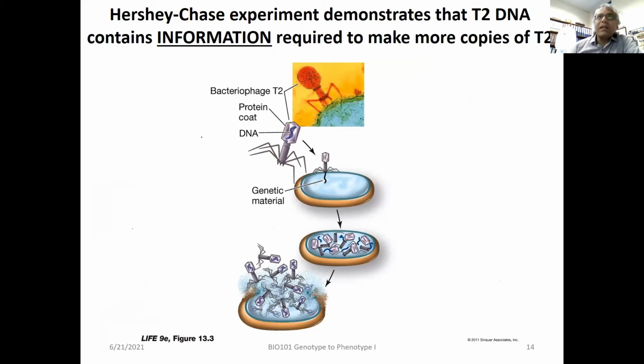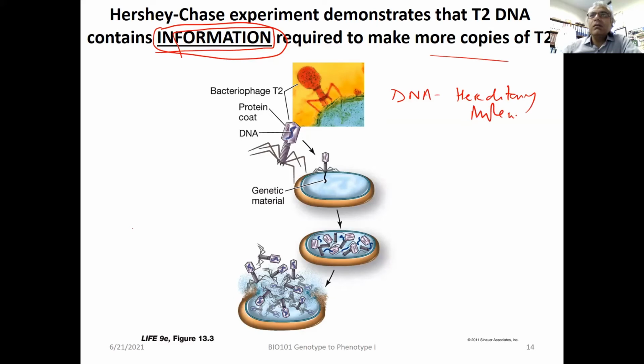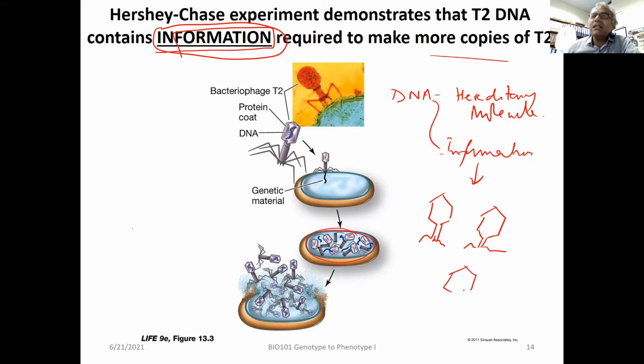So ये वही हर्शे और चेस का जो experiment है, that concluded that the information which is required to make more copies of our virus is stored and hidden inside the DNA. So they not only proved that DNA is the hereditary molecule of inheritance, but that it contains all the information as well, which is required to produce more of its own kind. Because after infecting within the bacteria, we could see when it killed the bacteria, many more viruses are released. It means the DNA which was injected contains all the information for life of virus or any other organism.